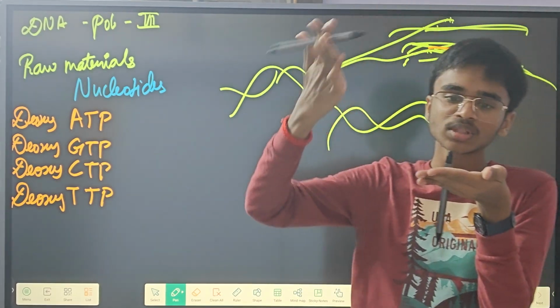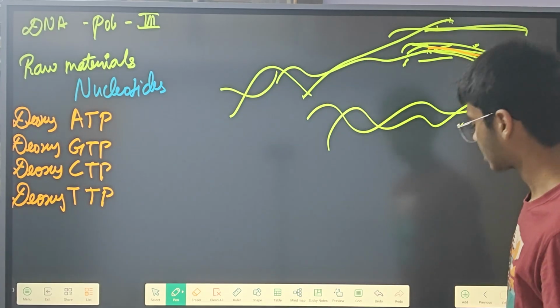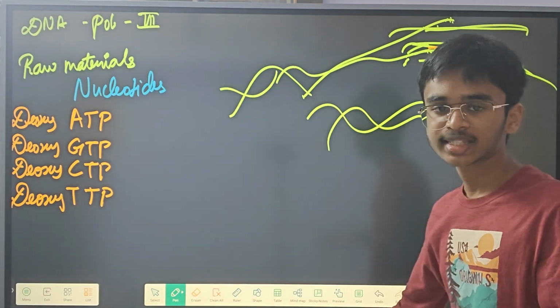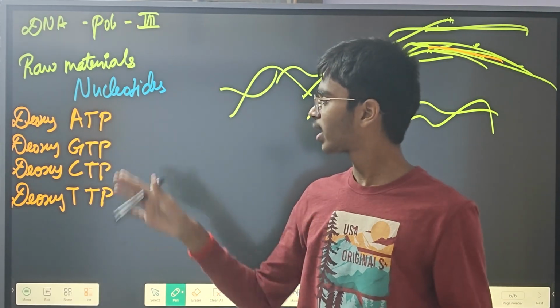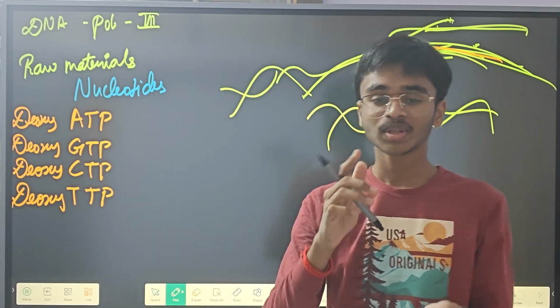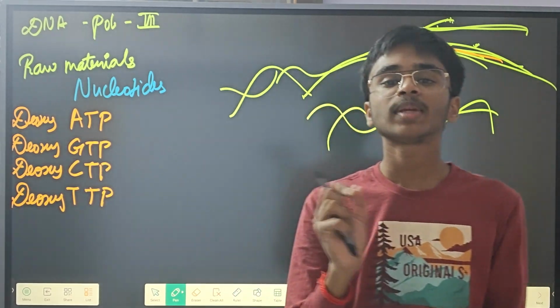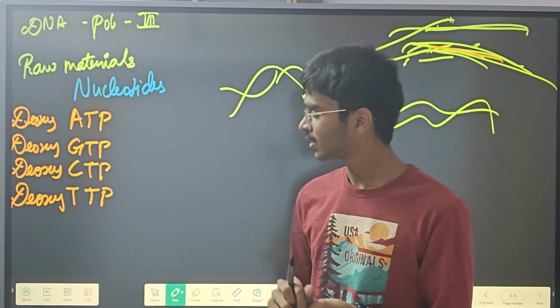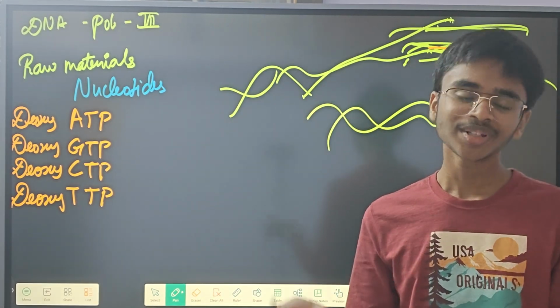To join this nucleotide, there should be some amount of energy required. So for example, if the joining nucleotide is adenine, then it will be ATP. If the joining is guanine, then it will be GTP. If the joining is cytosine, it will be CTP. If the joining is thymine, then it will be TTP.